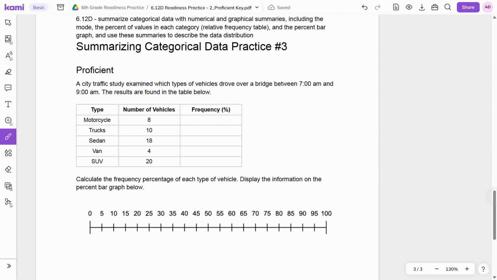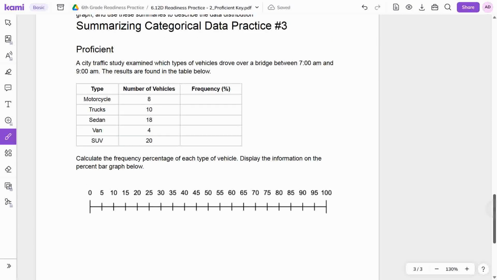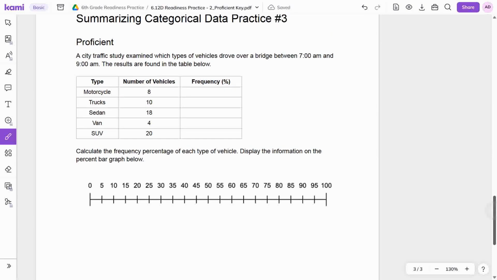For our third problem, we have a relative frequency table, and we need to calculate the frequencies and then make our own chart. Okay, we can do that. So do they tell us how many vehicles there are? They do not. So first we need to add. All right, so they're not quite lined up, so I'm just going to add over here. 18, 4, 20. All right, that's 16, that's 20. 2, 4, 5, 6, 60. All right, so all of these are going to be out of 60.